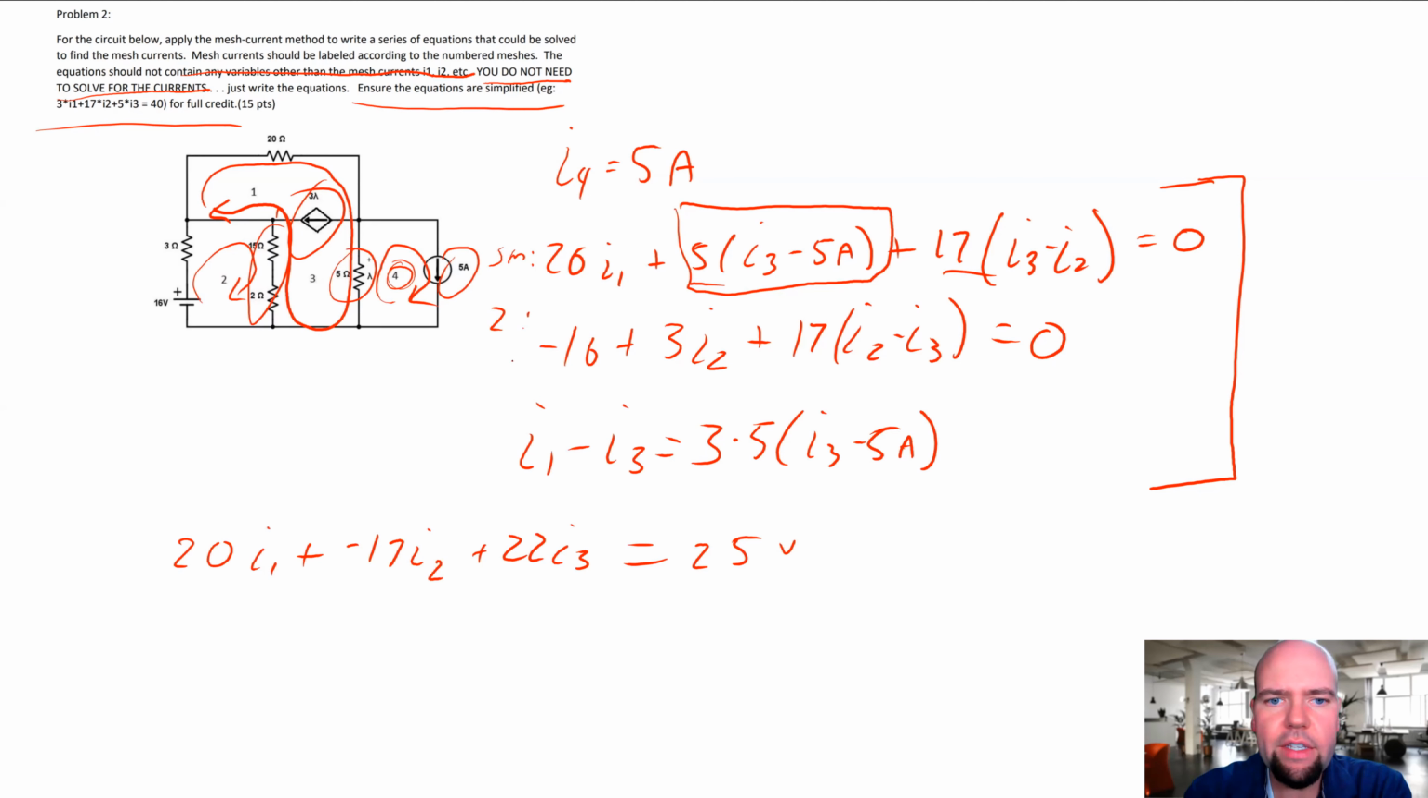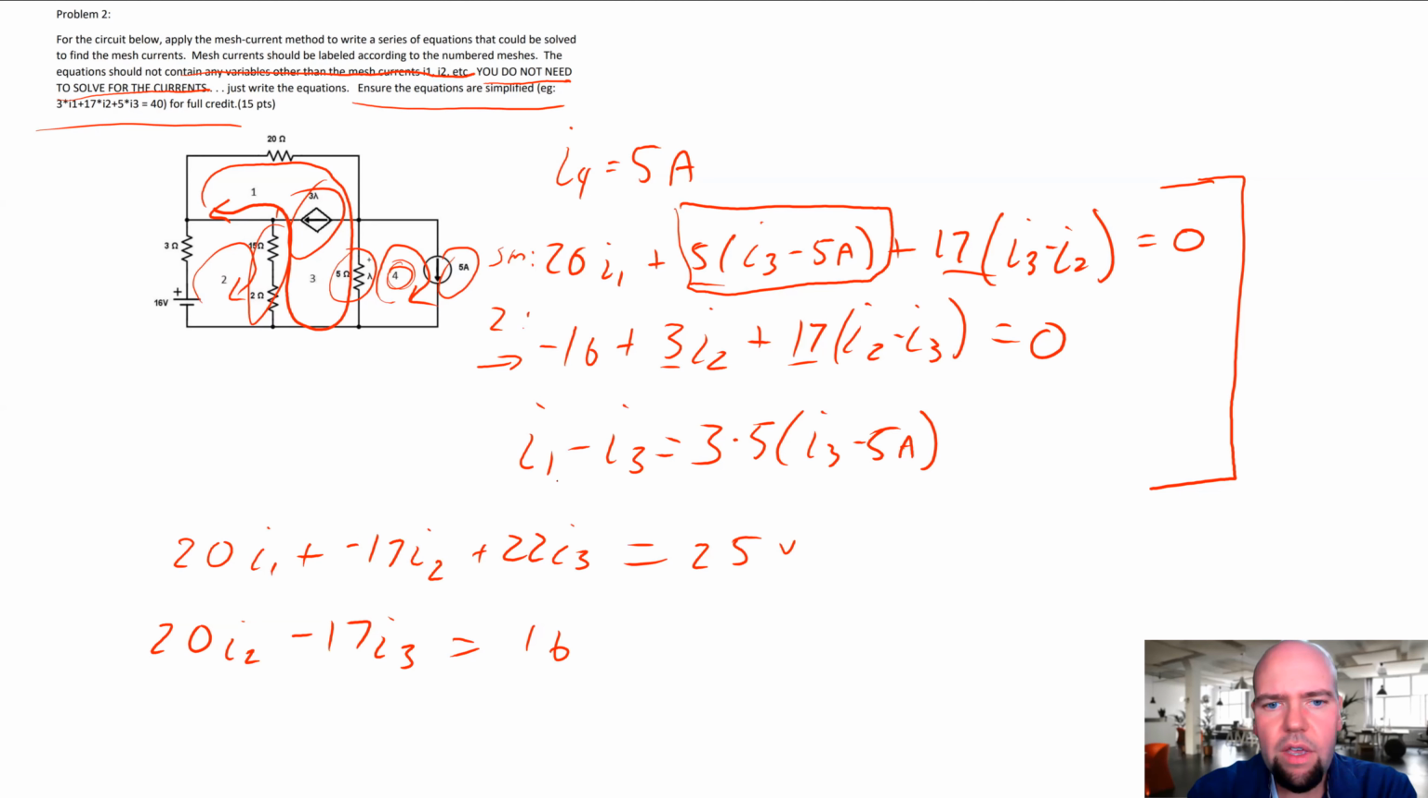Okay, and then this equation, simplifying it, we have, how many I1s do we have? We have 0 I1s. We have 3 and 17I2, so it's 20I2 minus 17I3 equals 16.